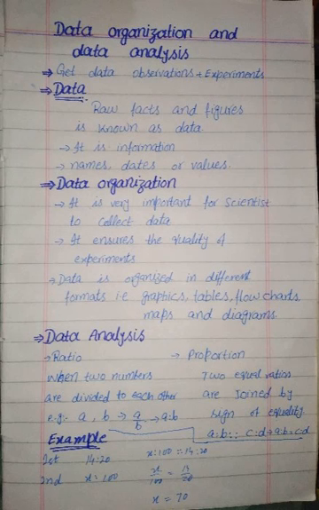Scientists get data from observations and experiments. What is data? Data is the raw facts and figures. It is information. It is in the form of names, dates, and values.